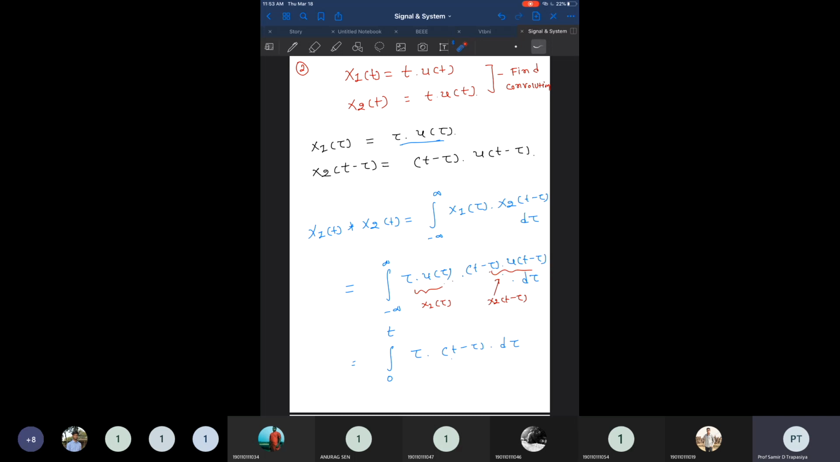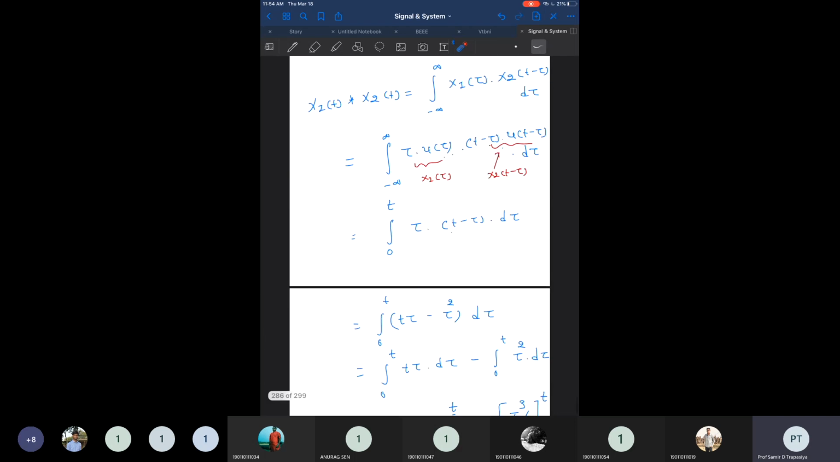So u of tau and u of t minus tau have a common overlapping region from 0 to t. That part we have already discussed in an earlier example, so we are not repeating the same things here. But considering that u of tau and u of t minus tau are both 1 within the region 0 to t, the limits of minus infinity to infinity can be reduced to 0 to t, and inside that limit the two signals are 1, so they can be replaced with a 1. So we are left with only tau multiplied with t minus tau d tau.